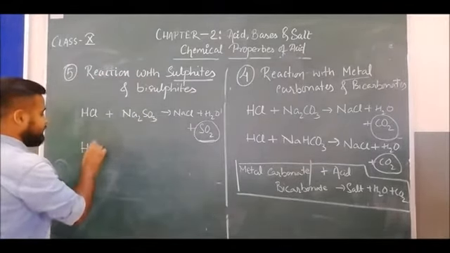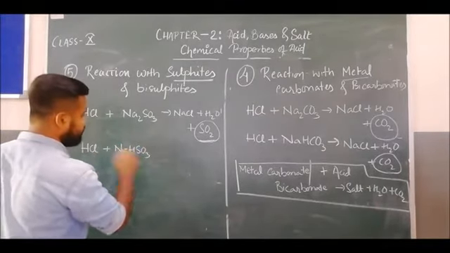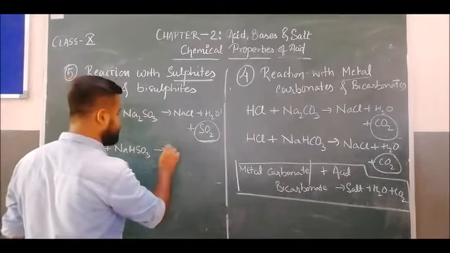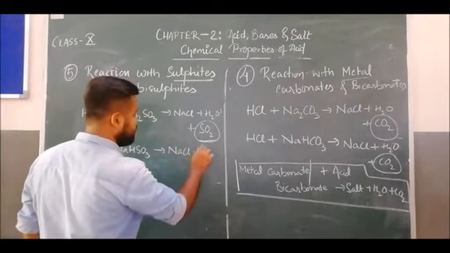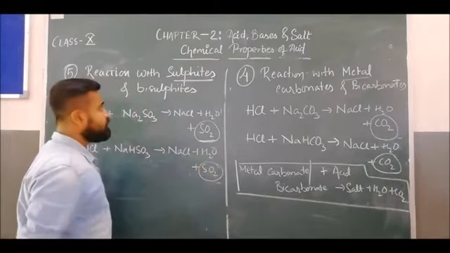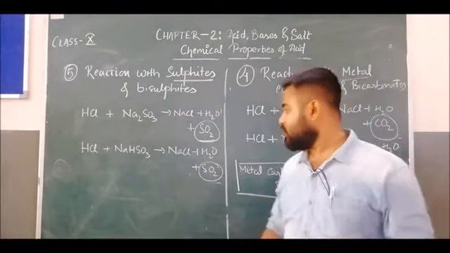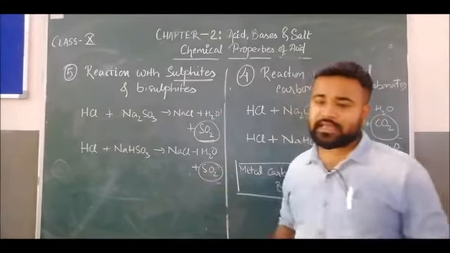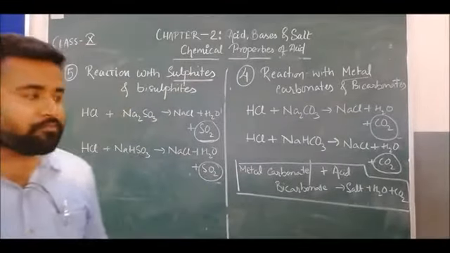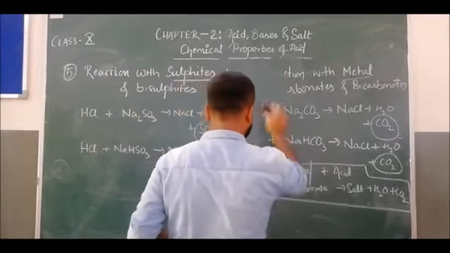Similarly, if acid reacts with sodium bisulfite, NaHSO3, also the same reaction, that is NaCl plus H2O plus sulfur dioxide. So what is the common feature? Whenever acid reacts with sulfite or bisulfite, it will give sulfur dioxide as a byproduct. Clear to all? Okay.